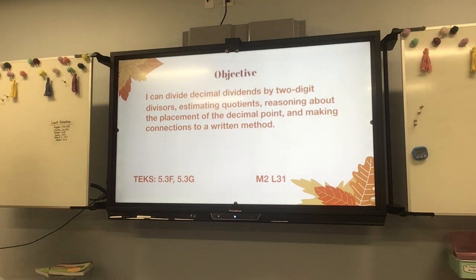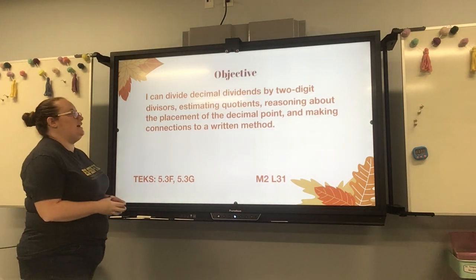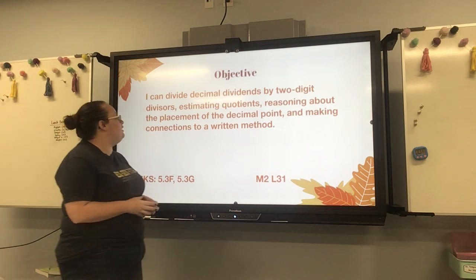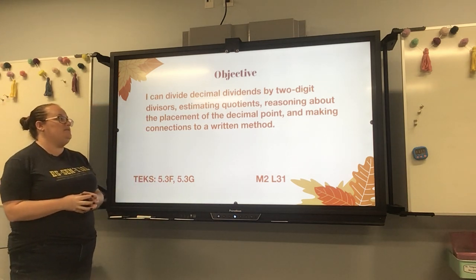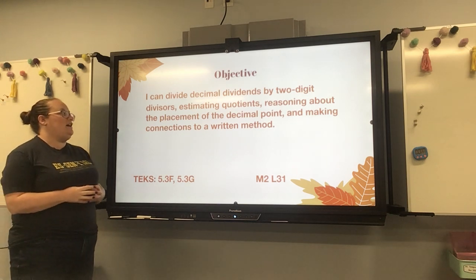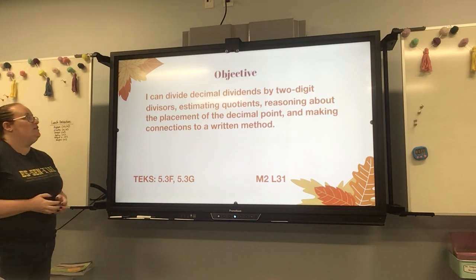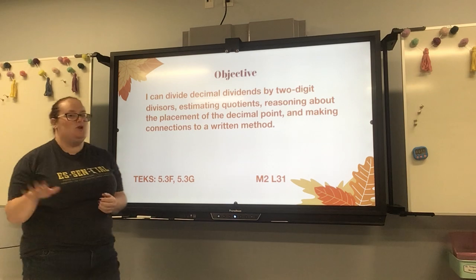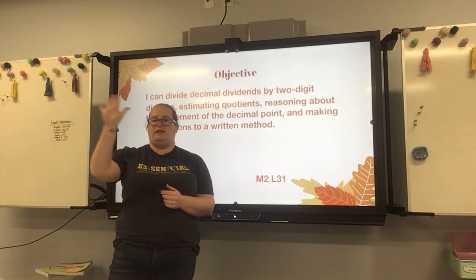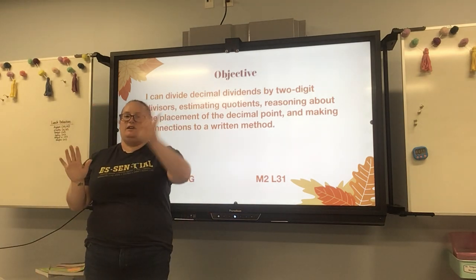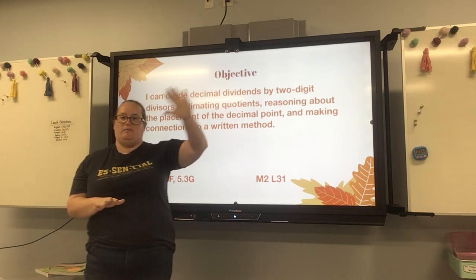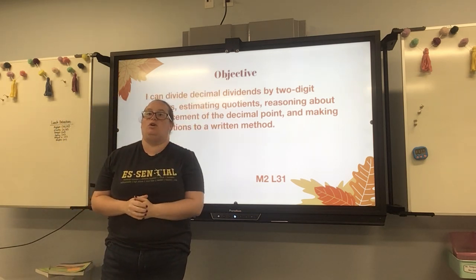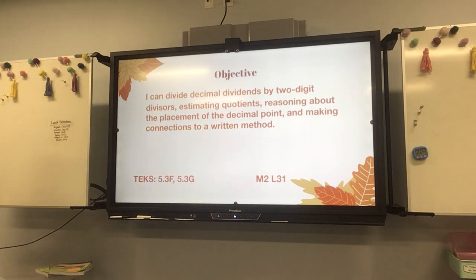All right, so today's objective. I can divide decimal dividends by 2-digit divisors, estimating quotients, reasoning about the placement of the decimal point, and making connections to a written method. So again, we're going to be dividing decimals. We're going to have that 2-digit divisor, that number on the side, and then our dividend, okay? And then our quotient, the number up top, our answer, will also have a decimal in it as well.